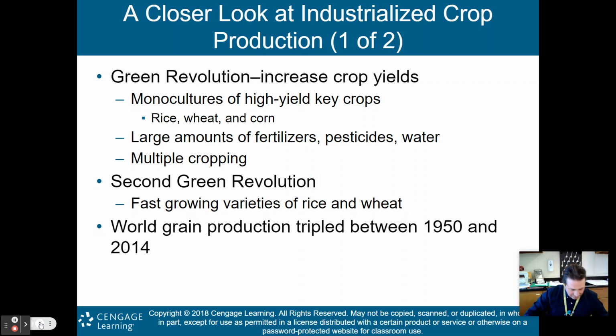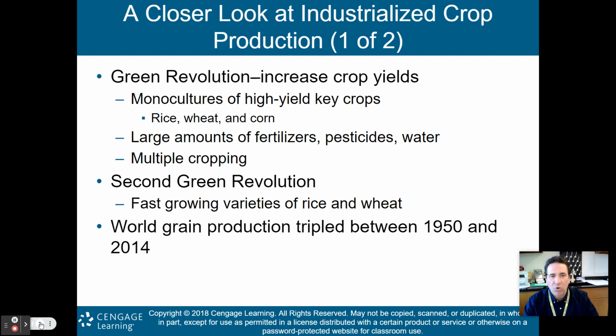All right, so let's dive in now and take a closer look at industrialized crop production. So we talked about this green revolution, right? The first green revolution started to increase crop yields, all right? This happened maybe about 100 years ago or so. We started coming up with these monocultures of high yield key crops, rice, wheat, corn. We used large amounts of fertilizers, pesticides, and water.